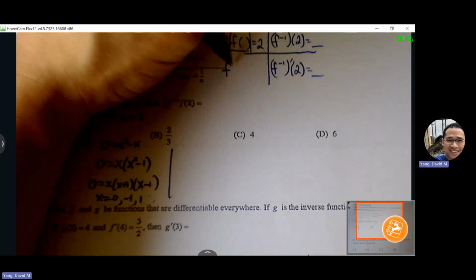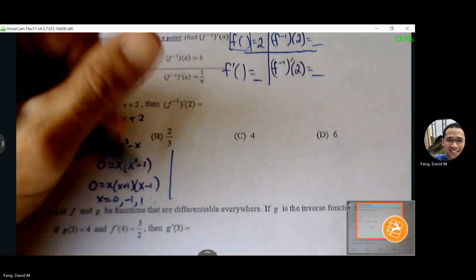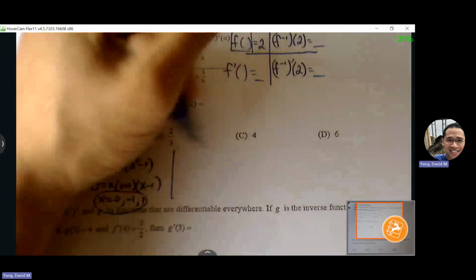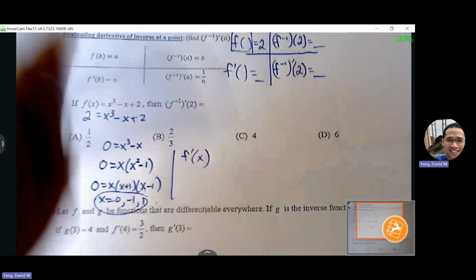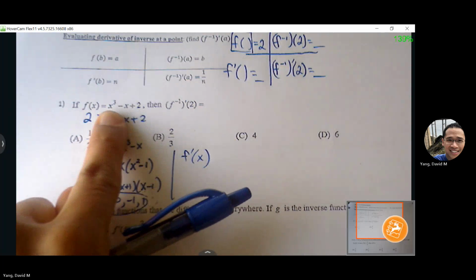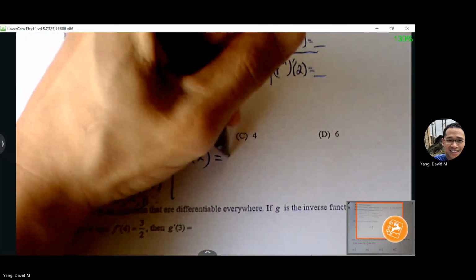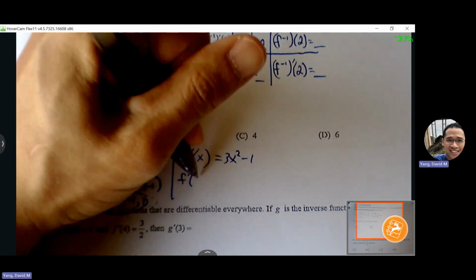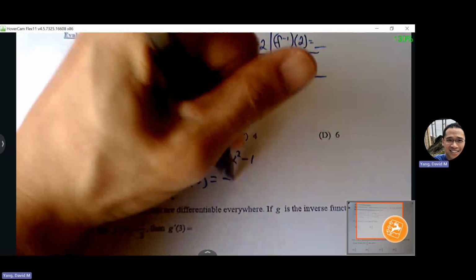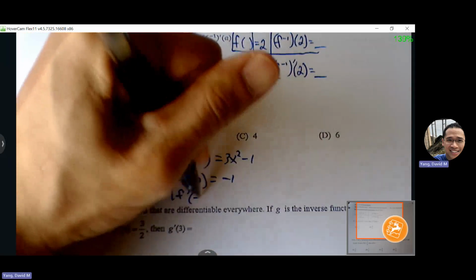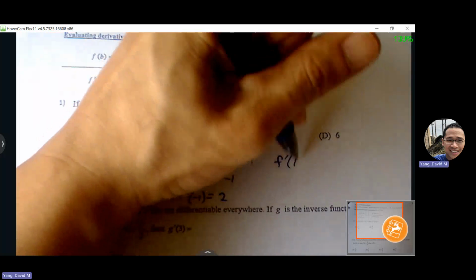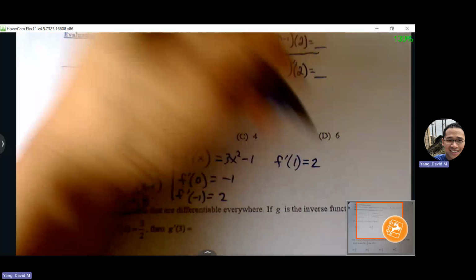So that means if I can find f prime at these points, I can flip it and see which one actually shows up. So I'm going to find f prime. What's the derivative of f? 3x squared minus 1. I'm going to just test all these points here. f prime of 0 is going to be -1. f prime of -1 is going to be 2. And f prime of 1 is going to also be 2.